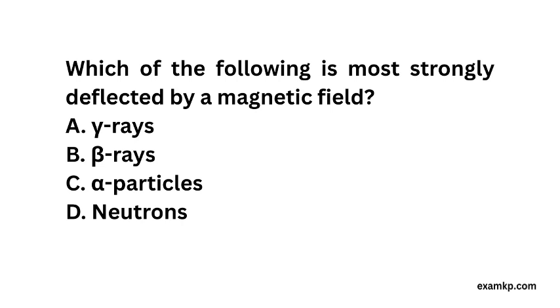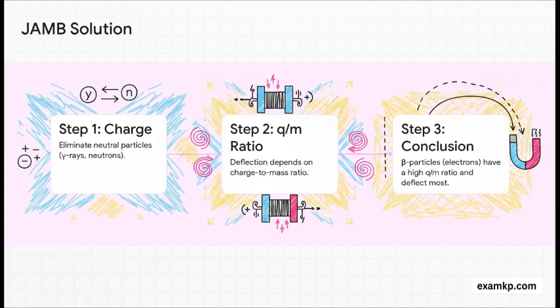Let's break it down like a detective. Step 1. Get rid of anything that has no charge. So gamma rays and neutrons, they are out. They won't feel a thing. Step 2. Now we compare our charged particles, beta rays and alpha particles.